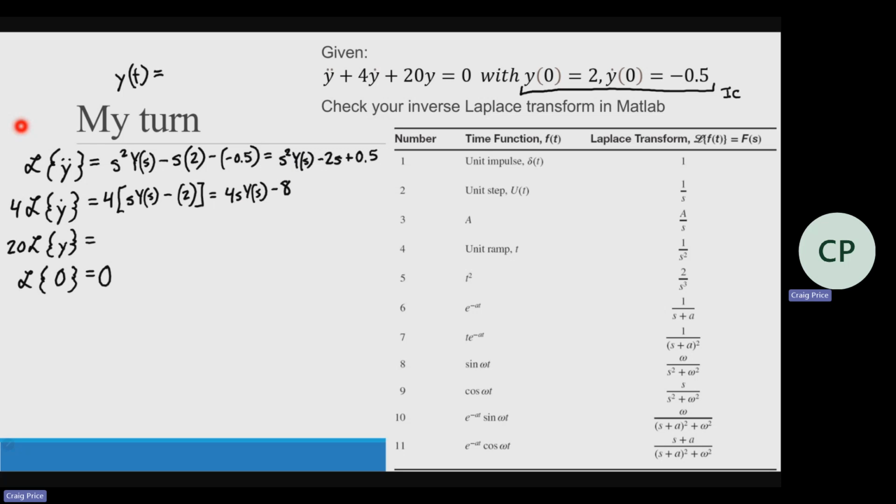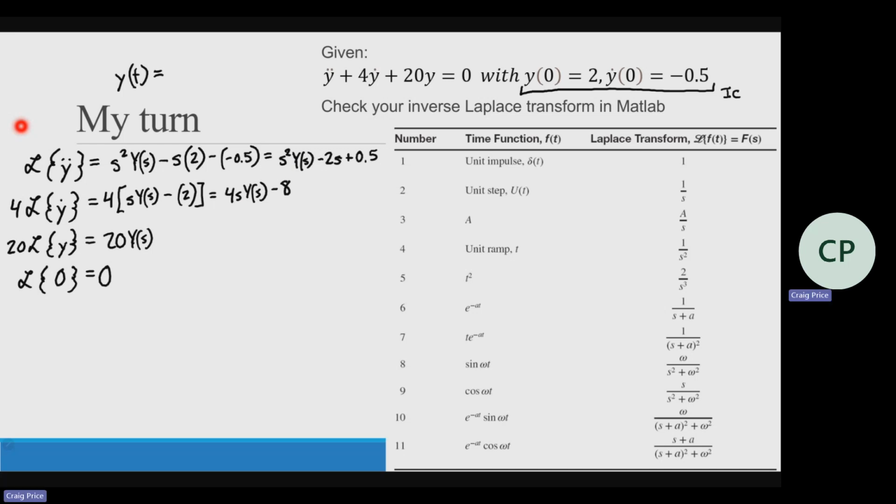Just 20? No, that's close. 20y becomes 20y. So with no derivatives, there's no initial conditions included, but we got to have that y there.